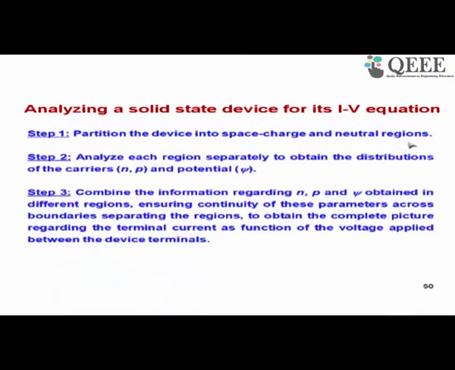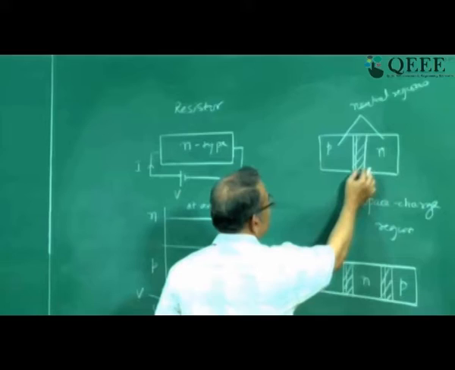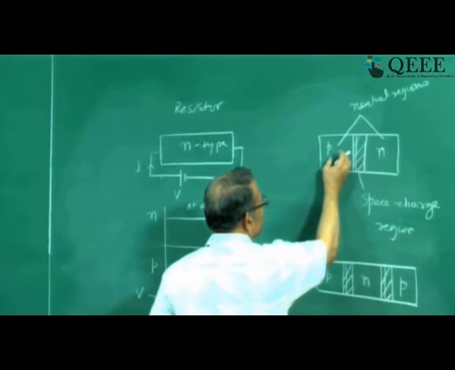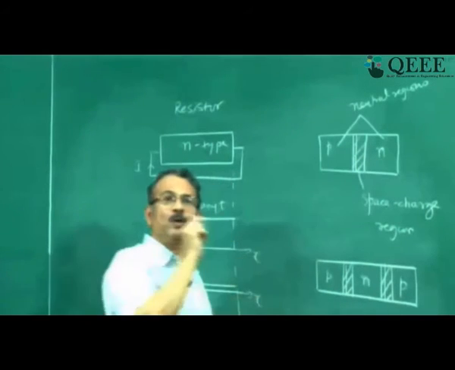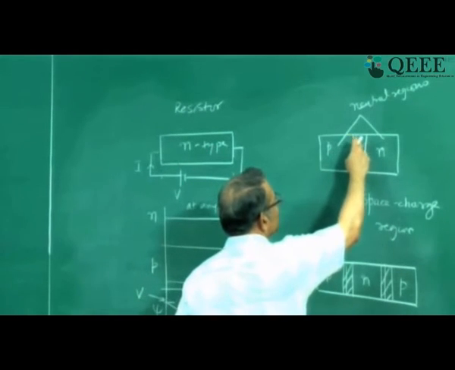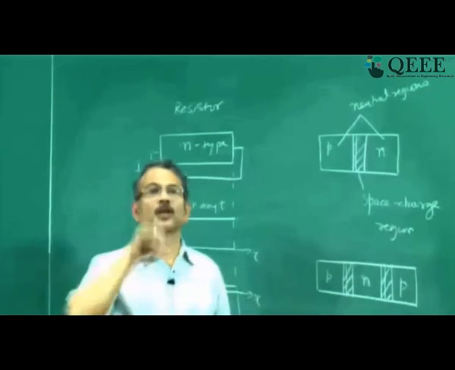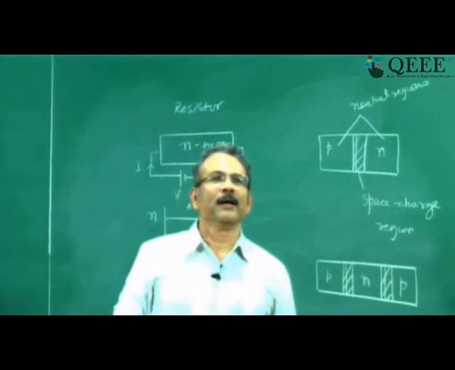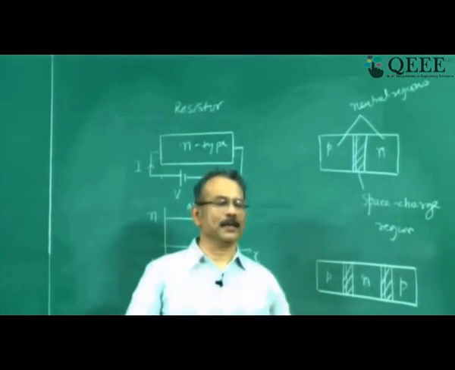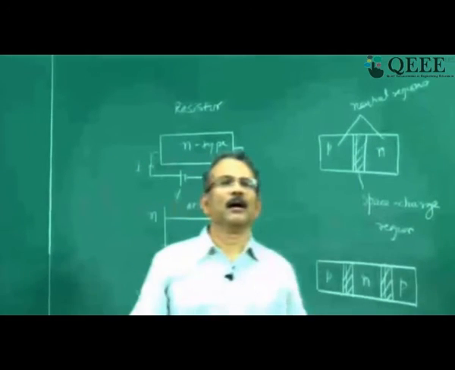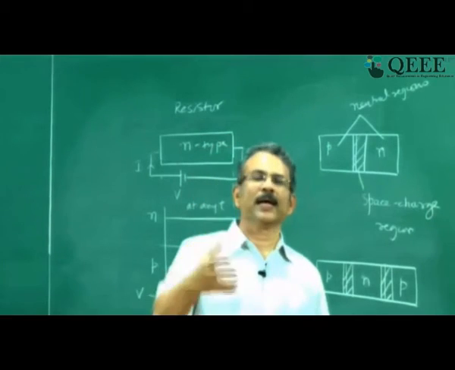Okay, step 3: combine the information regarding N, P and psi obtained in different regions, ensuring continuity of these parameters across the boundaries separating the regions, to obtain the complete picture regarding the terminal current as a function of the voltage applied between device terminals. So here I have understood the space charge region separately, the neutral region separately. I must combine the information. When I am combining, I should take care that the electron concentration should be continuous across the boundaries. The hole concentration should be continuous across the boundaries. Potential should also be continuous. So using this continuity, we combine the information mathematically, right? Then we get an understanding of the complete device. So this is the approach we are going to take to understand any device.